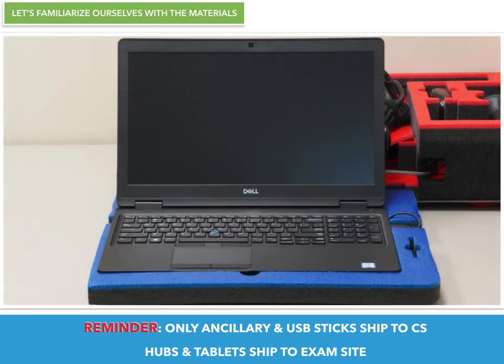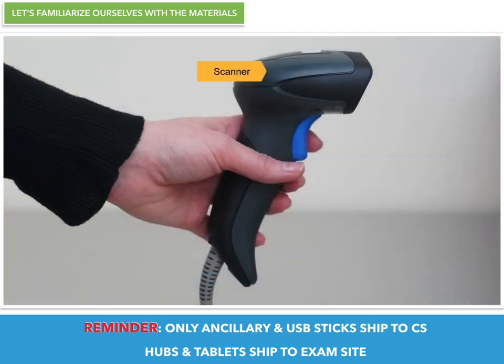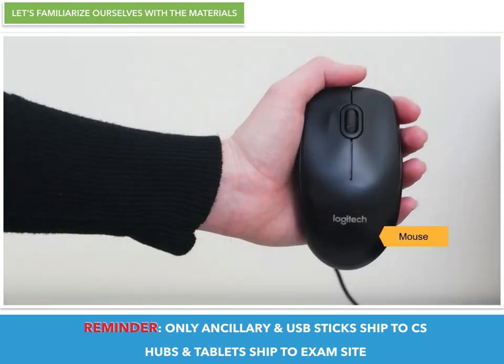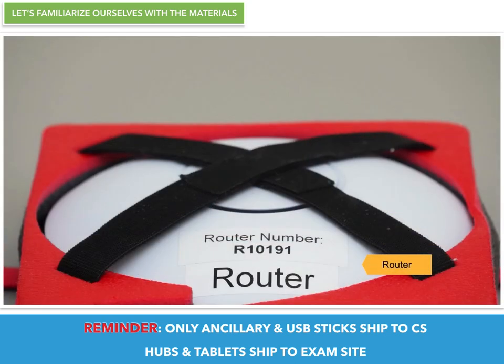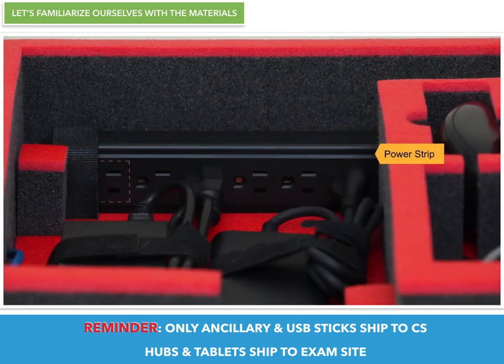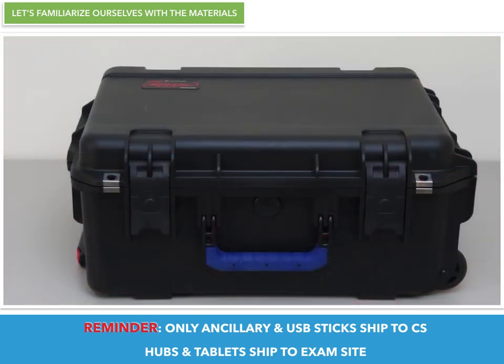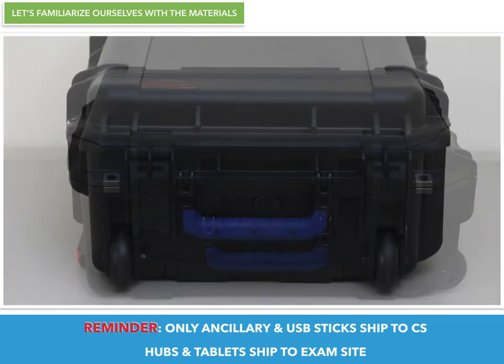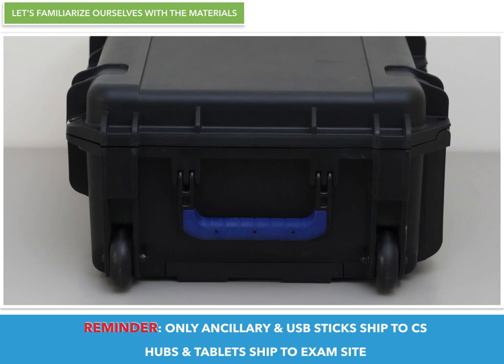The hub cases contain the laptop that will be the central control system for the actual exam. In addition to the laptop, the hub case will contain a barcode scanner, a mouse, and a router, all of which are already plugged into the laptop and into a power strip. All you need to do is plug the power strip into an outlet. The hub case is similar in size to a typical checked suitcase and has wheels and a handle for easy transportation. The hub case should be kept in a secure location but does not have to be kept under lock and key.